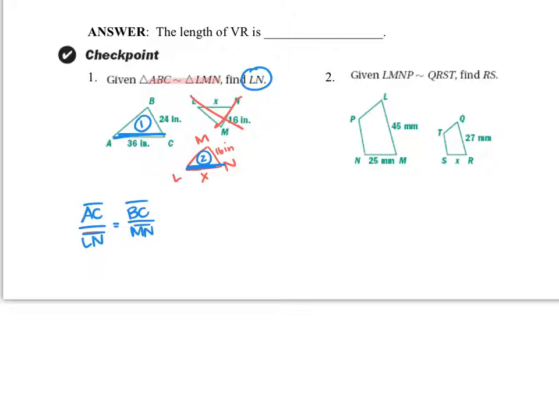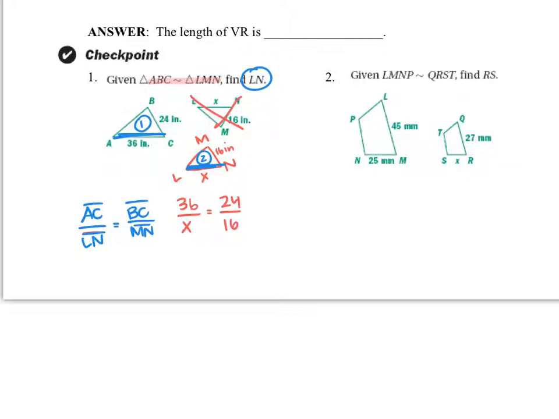So now I have a ratio, two pairs of corresponding sides, and again, I know that because these shapes are similar, their ratios of corresponding sides are equal. And so now I can fill in the numbers for each of these side lengths. So AC is 36. LN is what I don't know, that's X. BC is 24 and MN is 16.